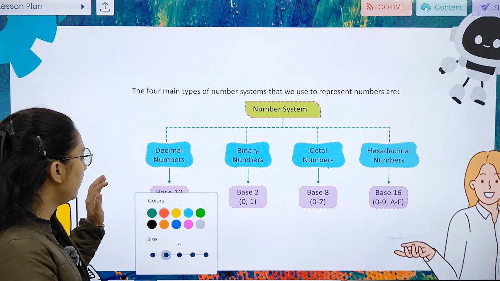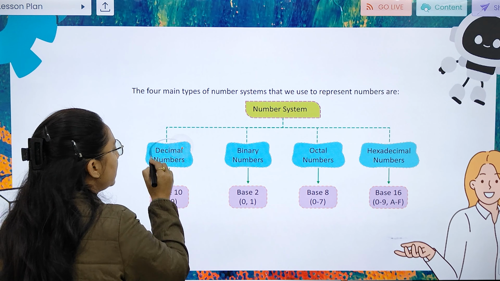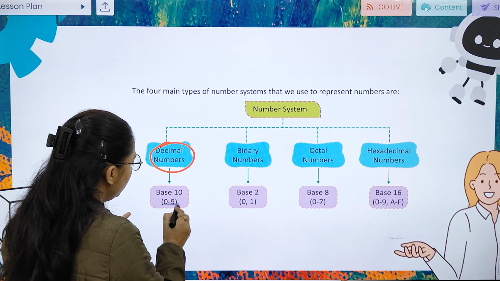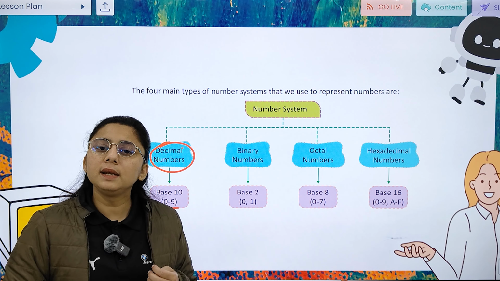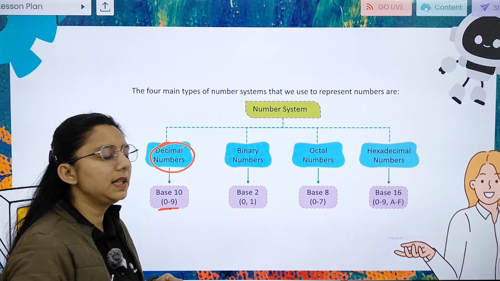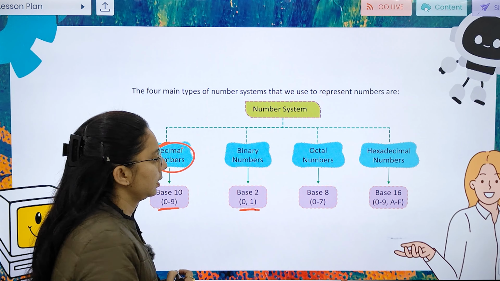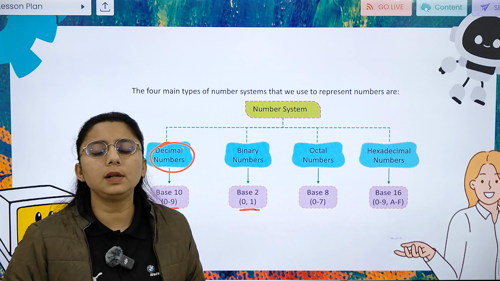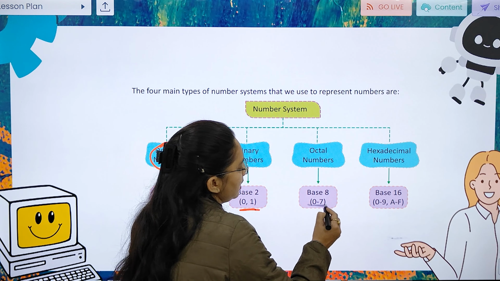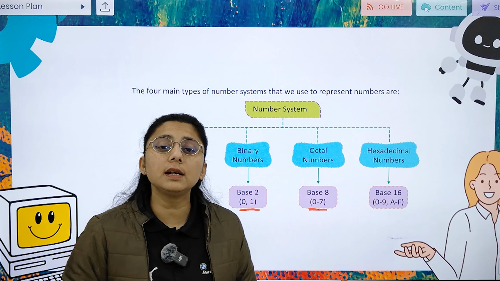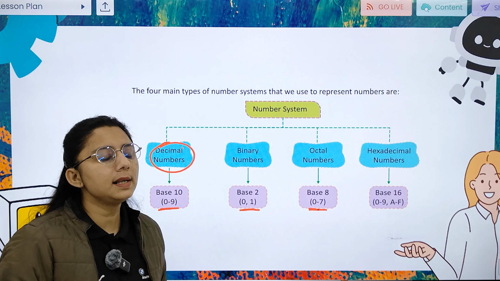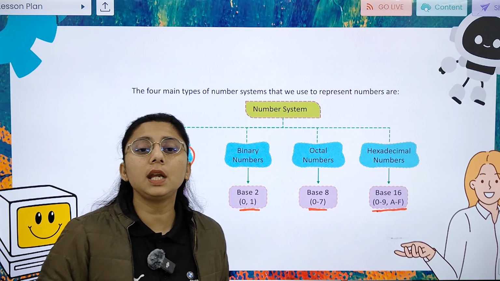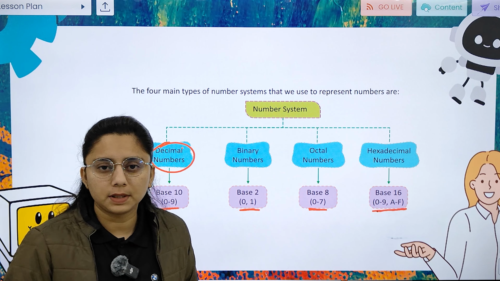What are these? We have the decimal number system, and the base of the decimal number system is 10, with digits from 0 to 9. Binary number system, our base is 2 and we have 2 digits, 0 and 1. Octal, I have told you, has base 8 and the numbers are 0 to 7. Hexadecimal has base 16, with numbers 0 to 9 and alphabets A to F.